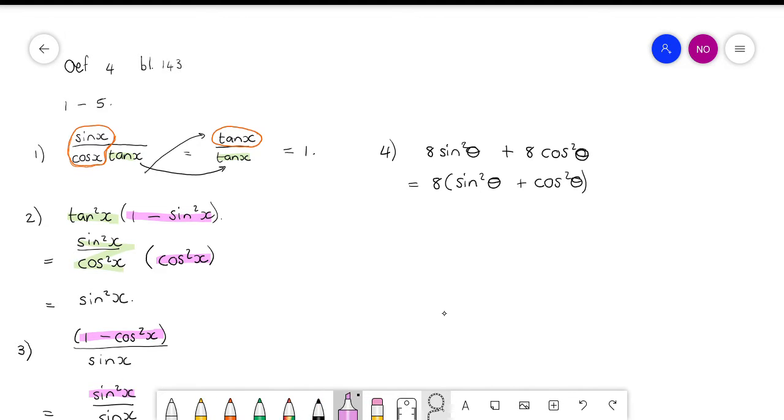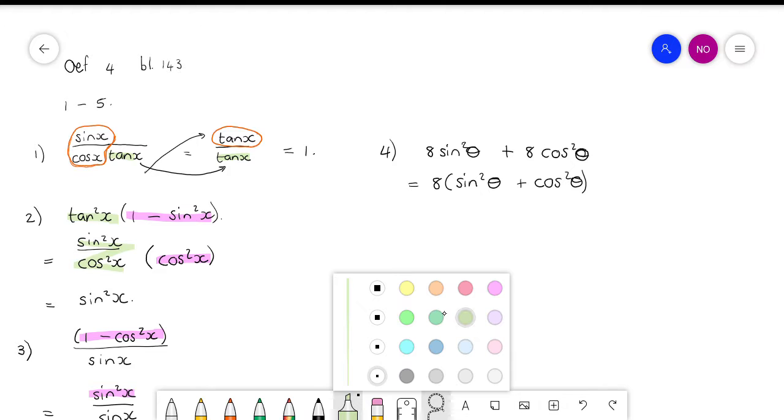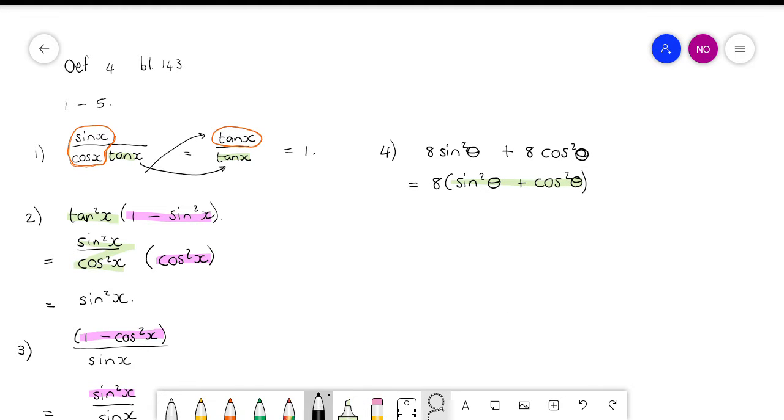Okay, and this part can be written as what? 1. And therefore you are left with 8 times 1, which is 8. Good?